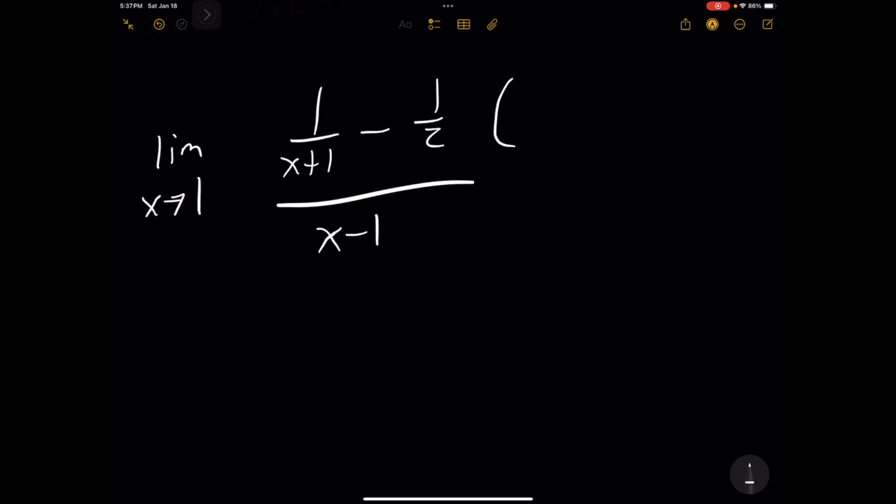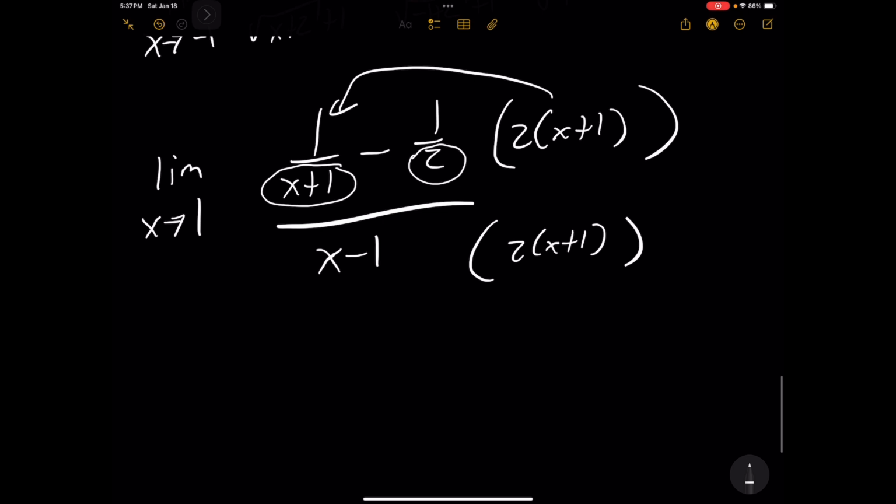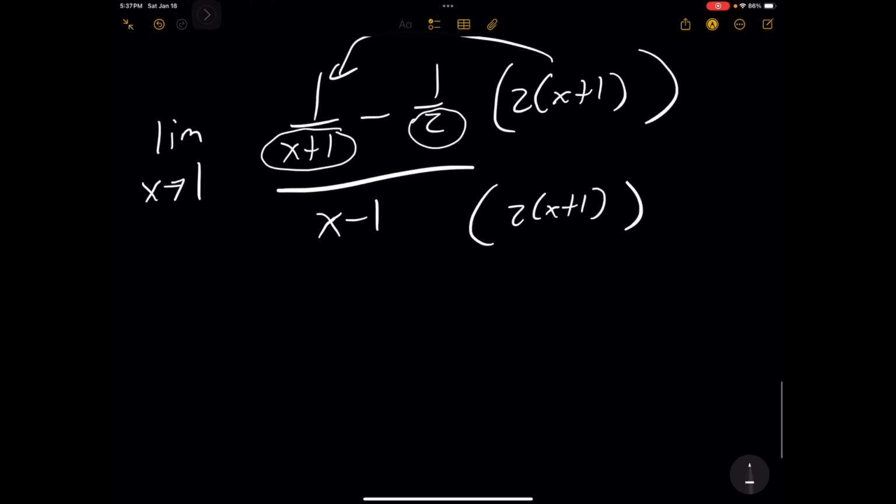In this case, I'm going to multiply the top and bottom both by the least common multiple, or the common denominator of the denominators. Here we have 2 and x plus 1. So we're going to multiply by 2(x plus 1). And then we have to multiply the bottom by 2(x plus 1) as well. And let's see what happens. When I multiply this first function by 2 times (x plus 1), I'll have 2 times (x plus 1) over x plus 1, which is just 2. The x plus 1s will cancel.